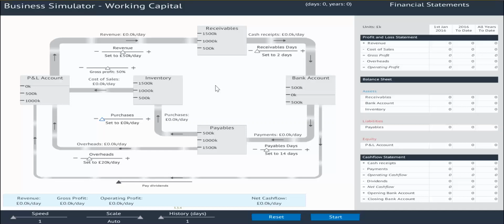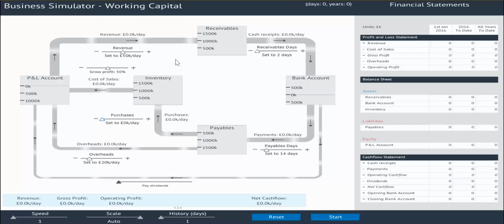This model introduces a bit more complexity and starts to resemble business reality a bit more closely. So costs have been split into cost of sales and overheads. And we're focusing now on a retail business that has an inventory balance and has to make purchases of inventory before it can then sell that inventory on to customers.